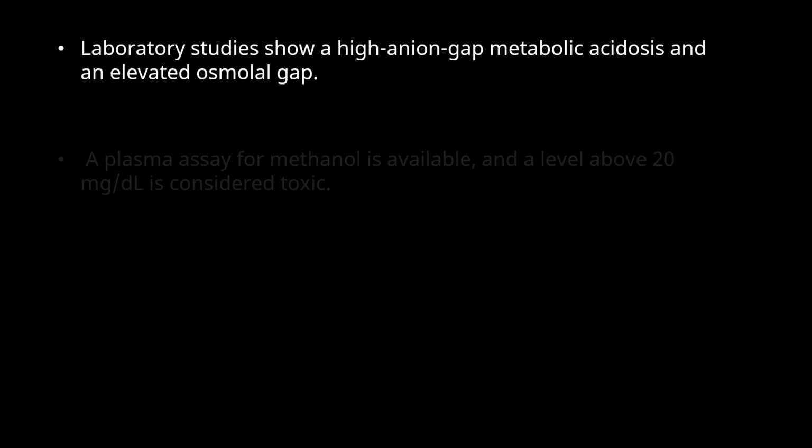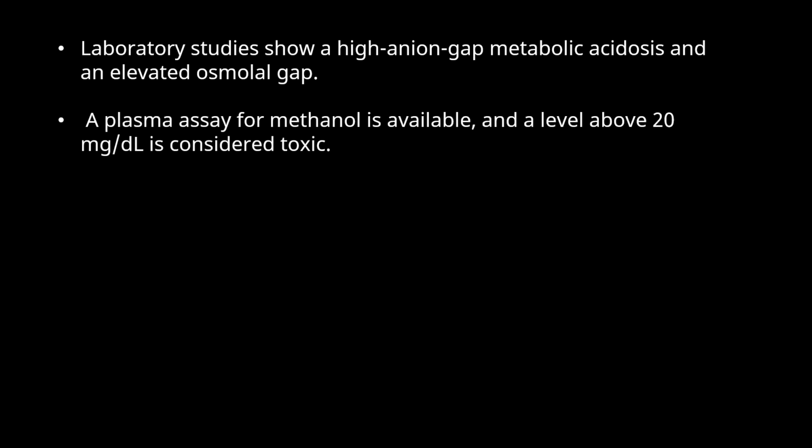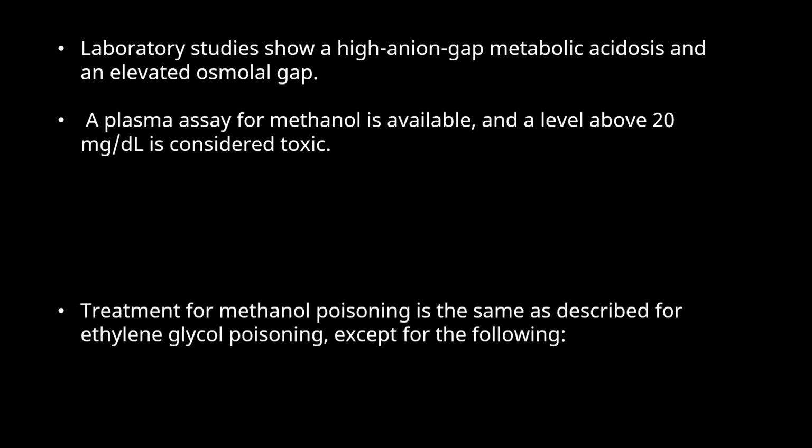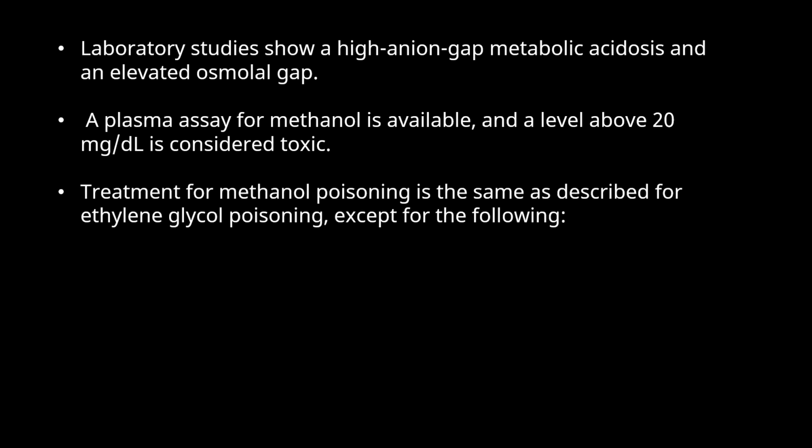This is the feature by which we can differentiate between methanol and ethylene glycol poisoning. When we come to the lab investigations, laboratory studies show a high anion gap metabolic acidosis and elevated osmolar gap, as I told you. A plasma assay for methanol is available, and a level above 20 mg per dl is considered toxic. Treatment of methanol poisoning is the same as described for ethylene glycol poisoning. We have discussed the treatment options in the first picture.